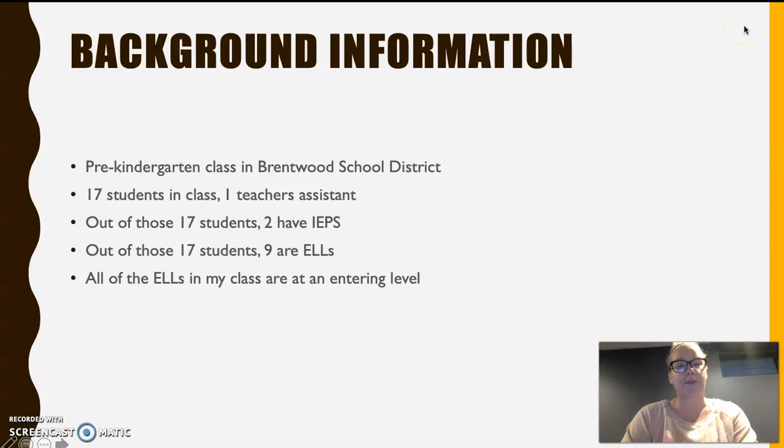So just a little background information about my class. It's a pre-kindergarten class in Brentwood School District. There are 17 students in the class, and then there is one teacher assistant who also works with me. Out of those 17 students, 2 of them have IEPs, and 9 are ELs. And all of the ELs in my class are at an entering level. Their native language is Spanish, and basically all of their parents only speak Spanish at home as well.